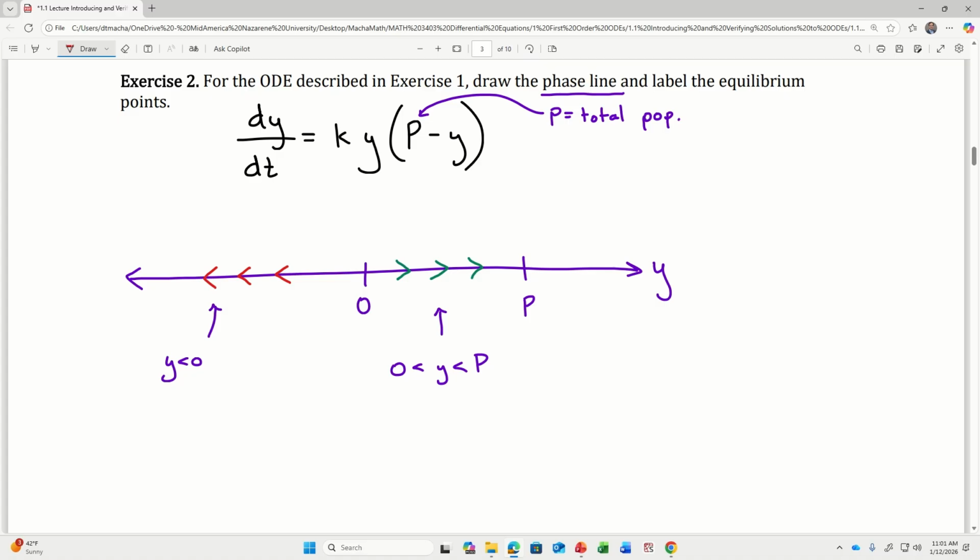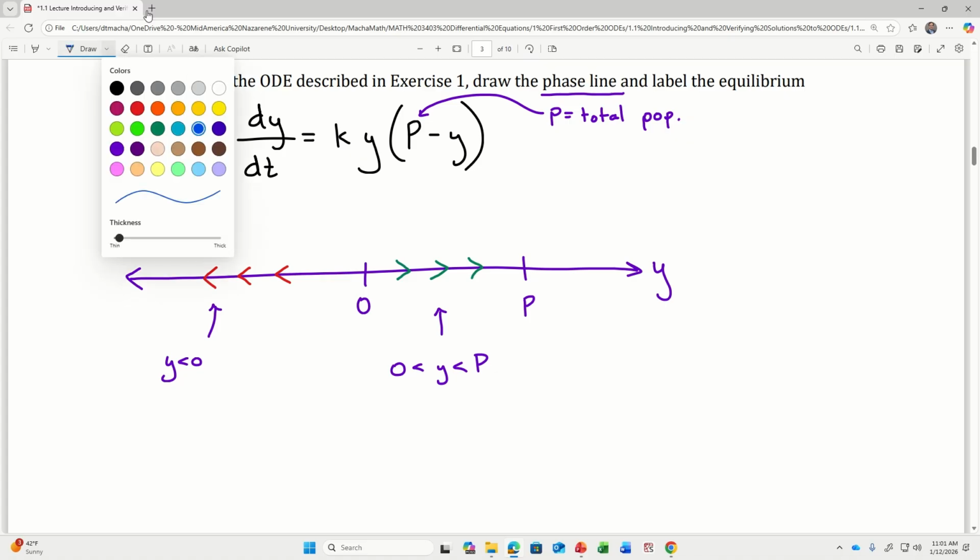If y is less than 0, then positive constant times a negative number times, well, this would be a positive number in the parentheses, right? So this would be negative, the derivative is negative, so dy dt is negative. It's a negative change in y over time, so it's going to be moving to the left on my number line.